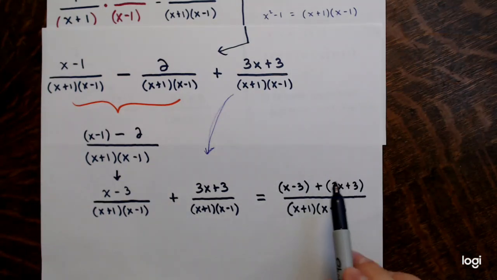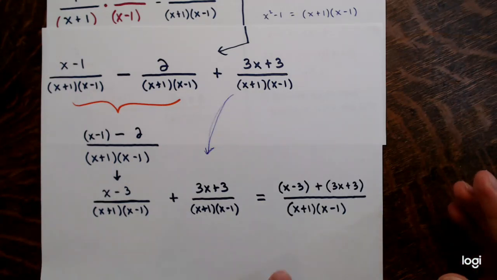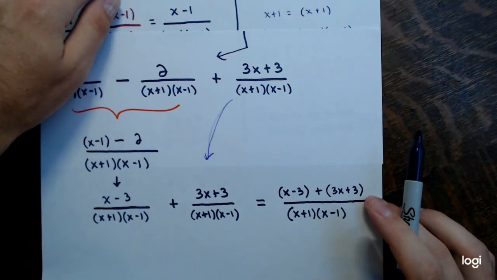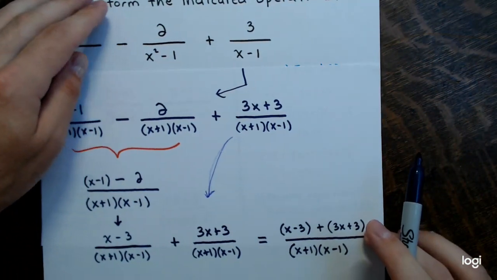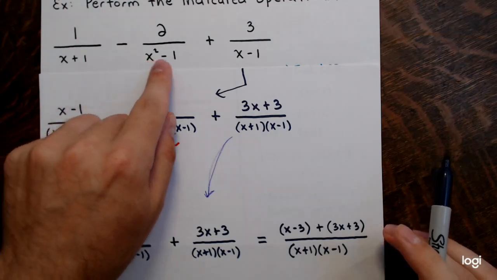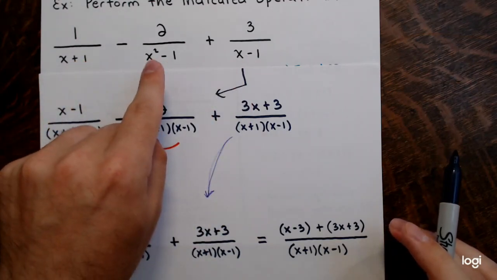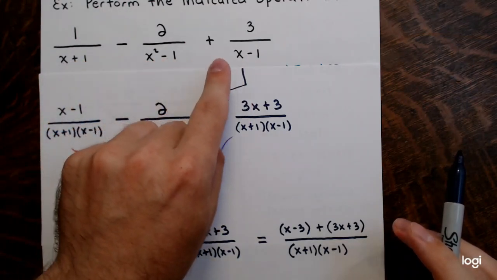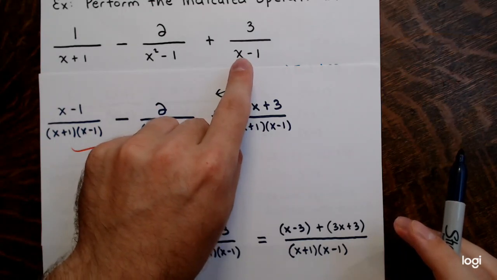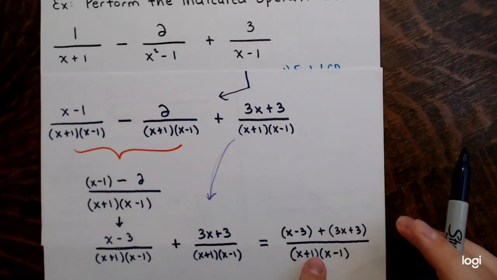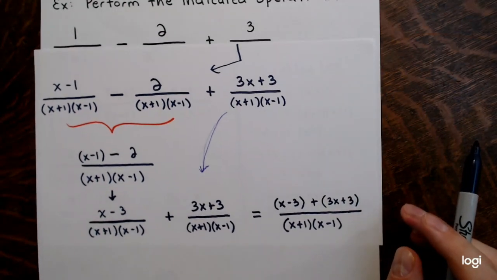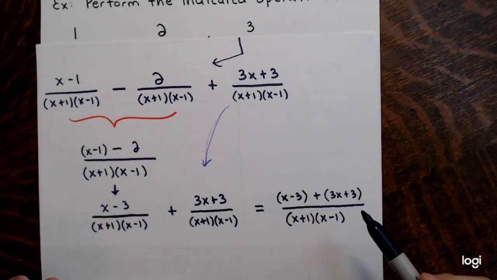Here is the final result, before we simplify. Alright, we're going to get into simplifying in a second here. But if you go back to our original problem, so here was the original statement. So the value of this fraction minus the value of this fraction plus the value of this fraction will be equal to the value of this single fraction I have here. Okay, but it's not completely simplified. So we're going to keep going.